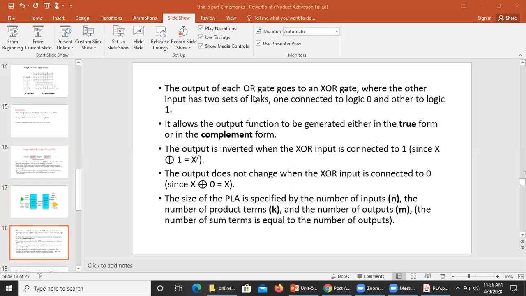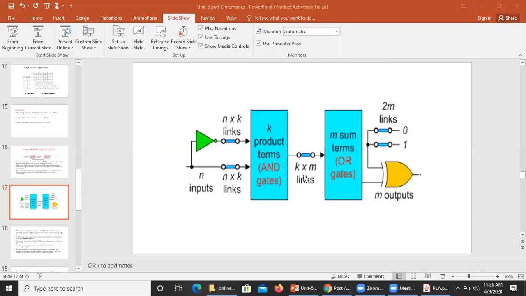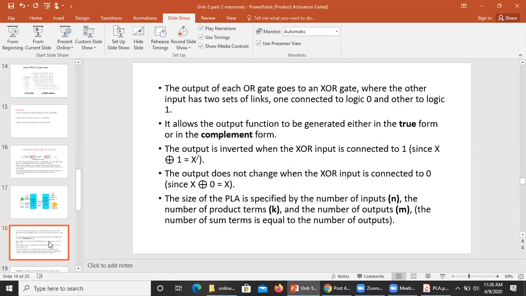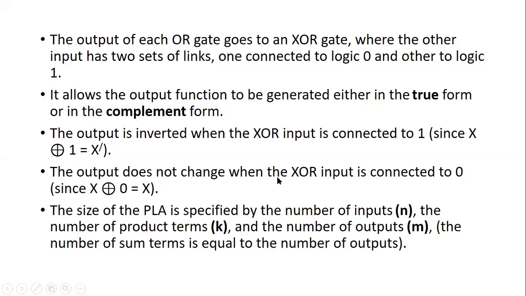Like this, the output of each OR gate goes to an XOR gate where the other input has two sets of links, one connected to logic 0 and another connected to logic 1. See, one is connected to logic 0 and another to logic 1. So what is the meaning of this? For example, if you want to identify whether it is in the complemented form or the uncomplemented form, you need to consider this exclusive OR gate.